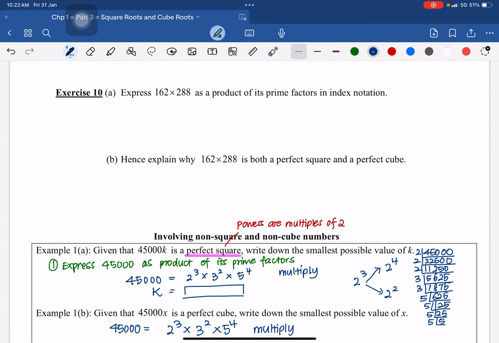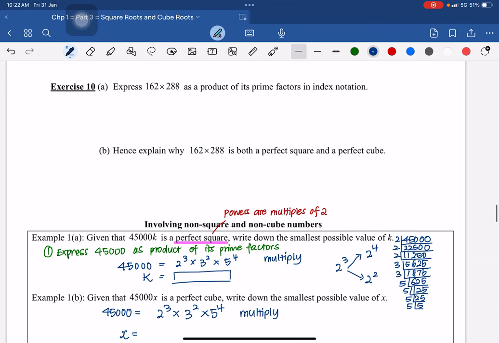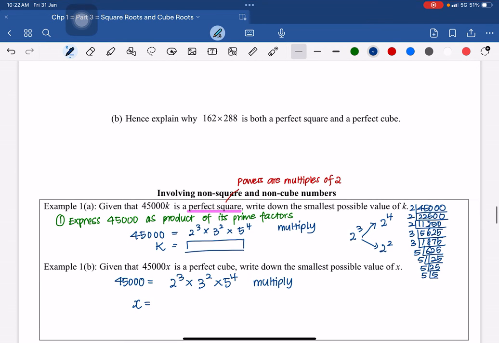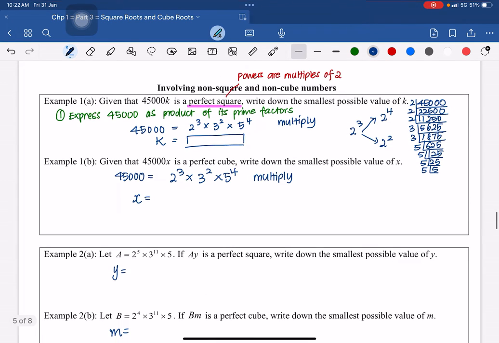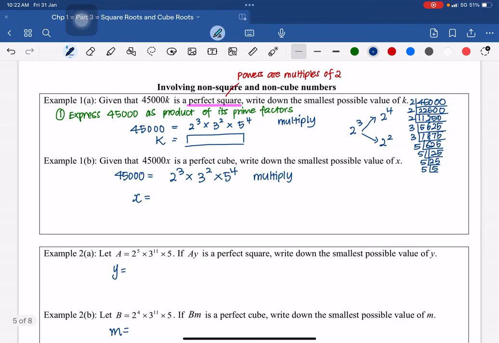Now in today's part of the lesson, we are going to cover chapter 1 part 3, square roots and cube roots. In our previous lesson, we already completed exercise number 10, explain why a number is a perfect square or a perfect cube. So moving on, we are going to explain our next few examples of the different types of questions available. First one, example 1a over here.